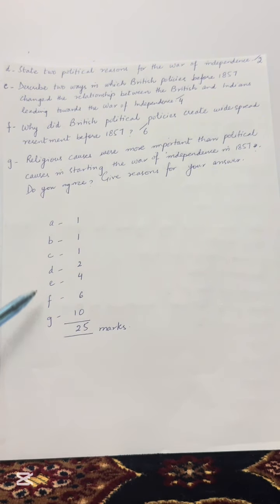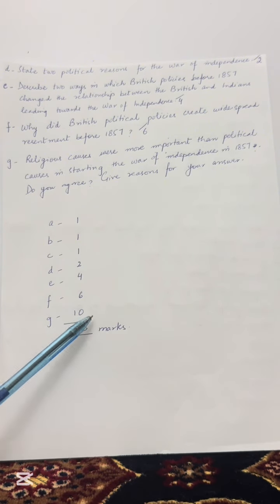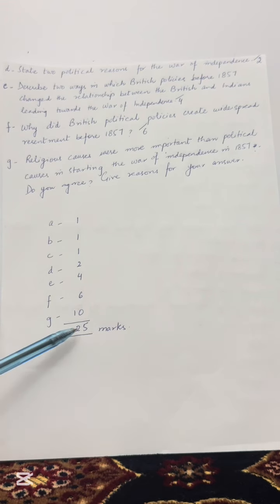Overall, over here I've also shown you a table of how many marks each part has. Part A has 1 mark, B has 1, C has 1, D has 2, E has 4, F has 6 and G has 10. So overall, one question makes up a 25 marks answer.